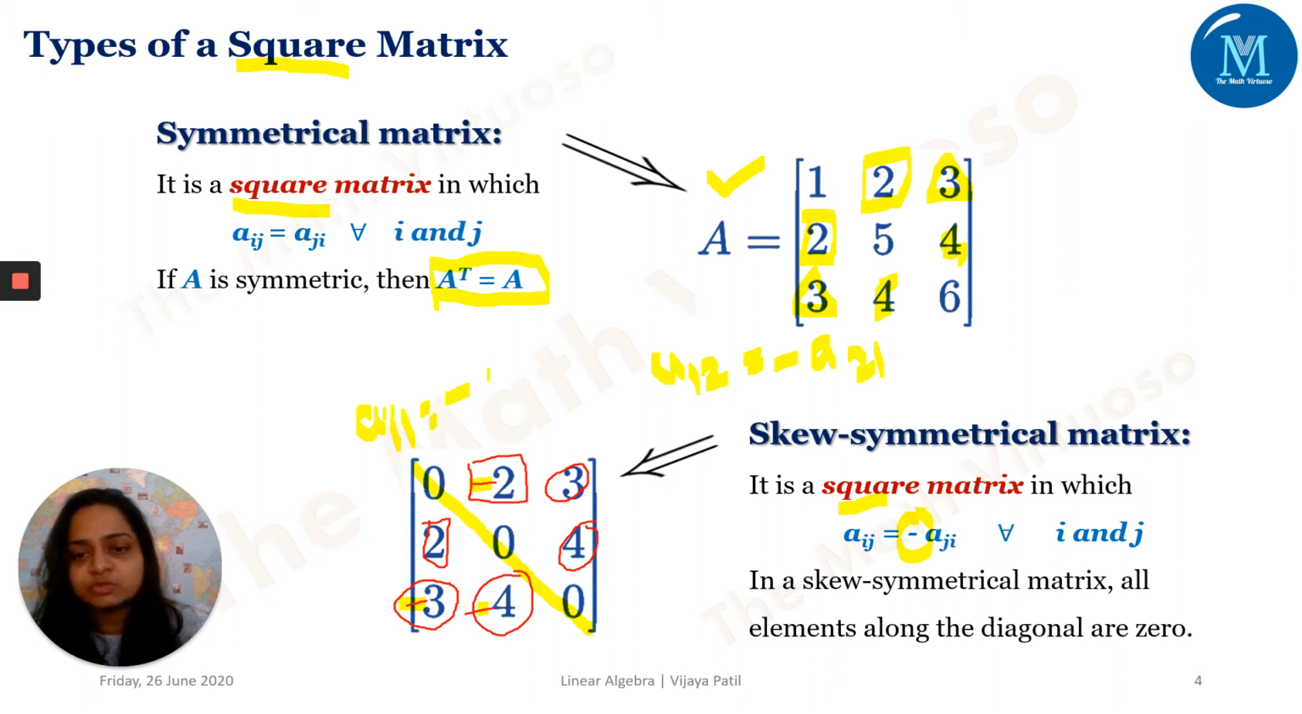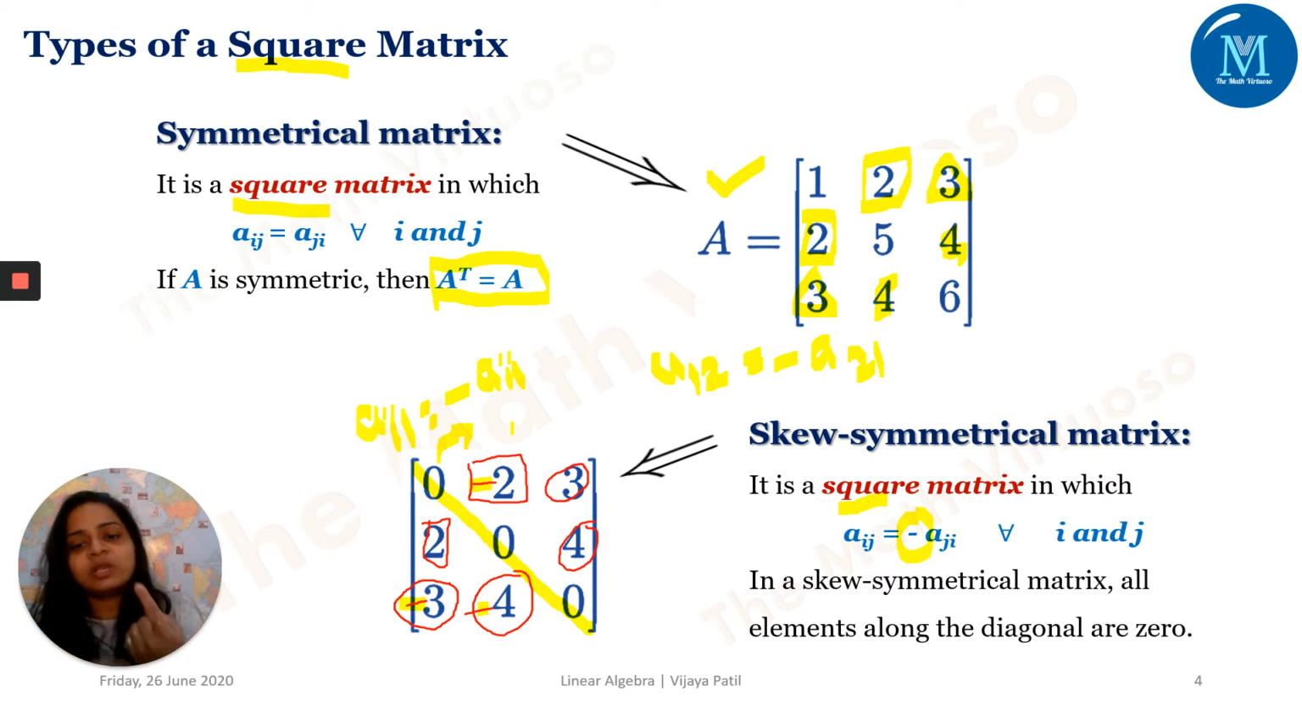So a_ij is equal to minus a_ji. For example, I'm talking about this 0 over here. What is the position? First row, first column. So if I'm talking about this, I want this element to be such that a11 is equal to minus a11. That means one element which is the same as the negation of itself.